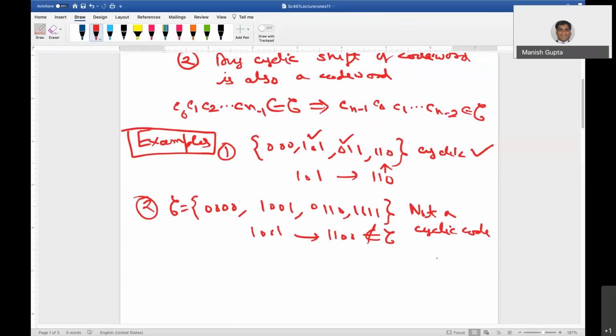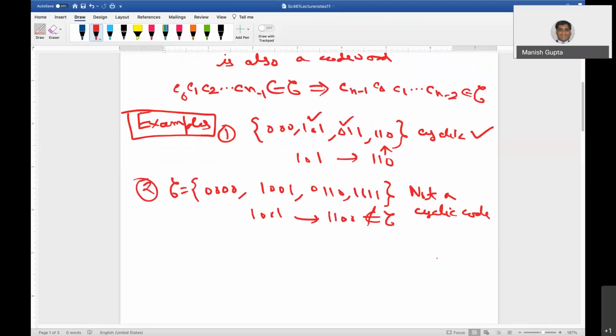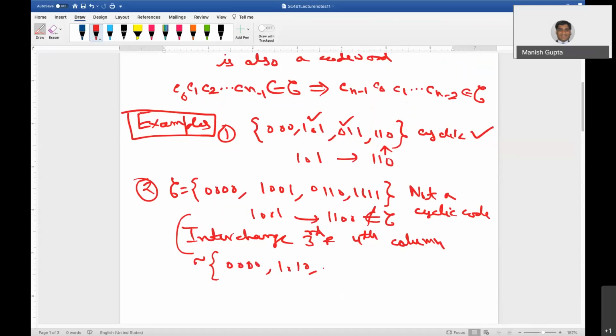But we can make certain changes here if we just interchange the third and fourth columns. See what we are going to get. We will get an equivalent code, which is 0000, 1010, 0101, 1111. This code turns out to be a cyclic code.